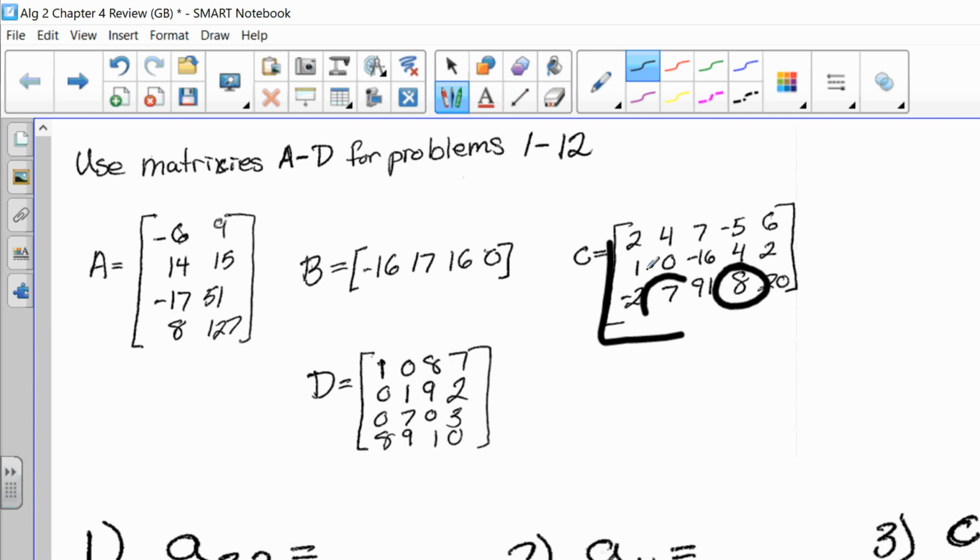If we looked at, say, number 5, B14, that would be first row, fourth column, which would be 0. And that's it. That's all we're doing on these: over, down, and over.